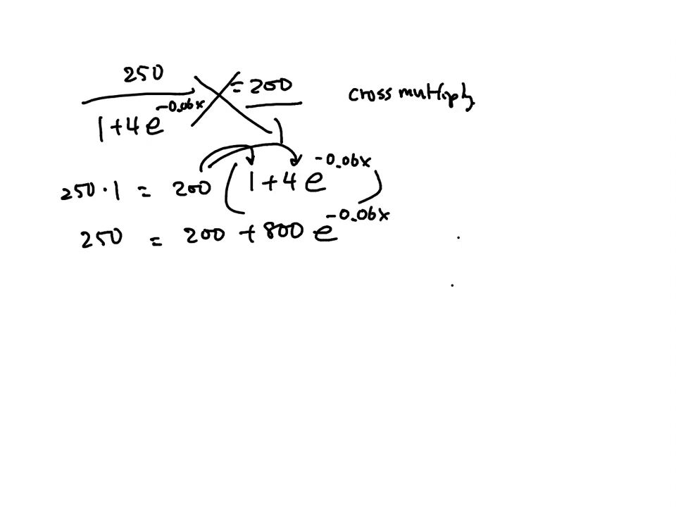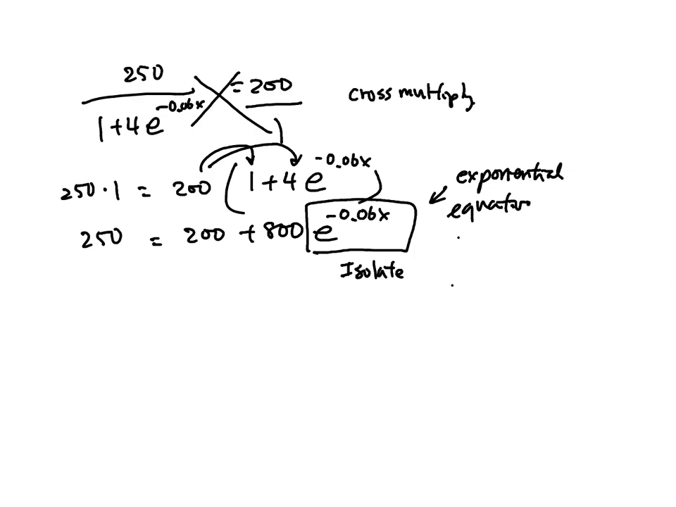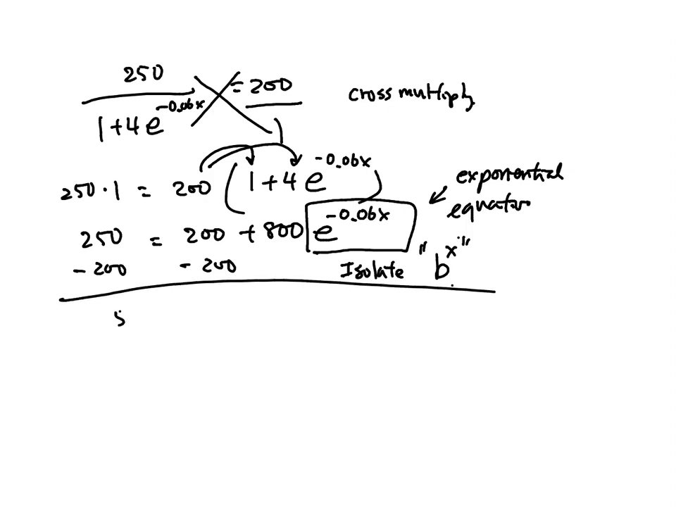From here, let's just go ahead and isolate. This is an exponential equation, and when we solve an exponential equation, we always isolate b to the x, if you look at the previous definition. So that means we have to isolate e to the negative 0.06x for this problem. All right, let's go. Minus 200 on both sides. You get 50 equal 800e^(-0.06x).